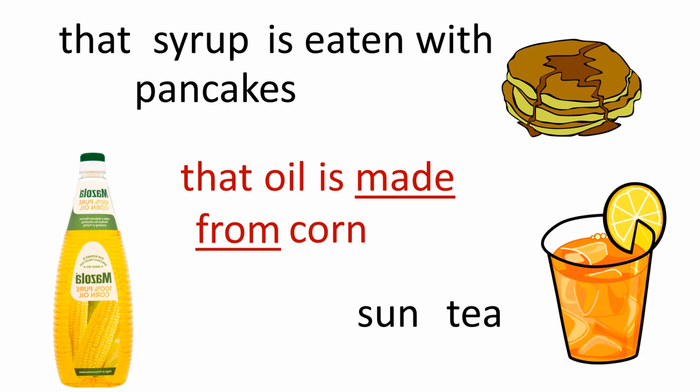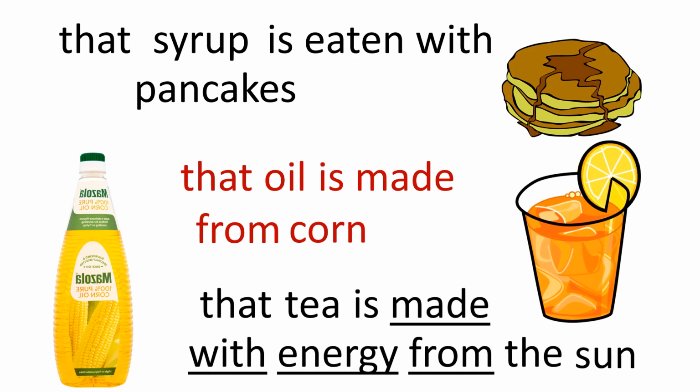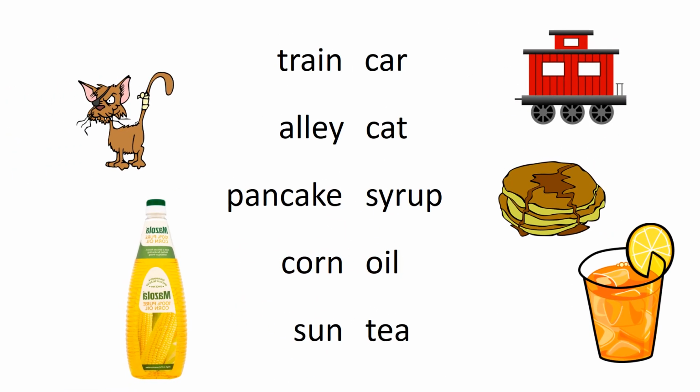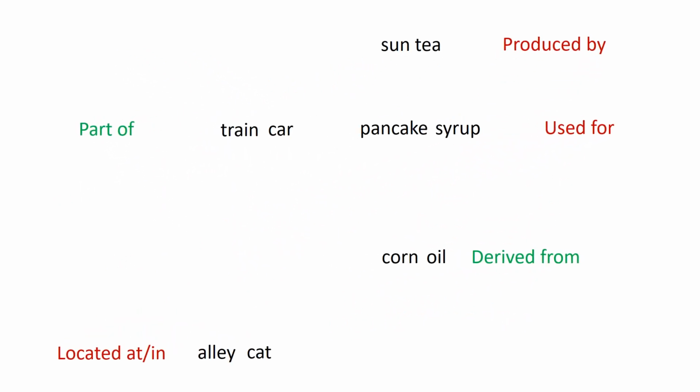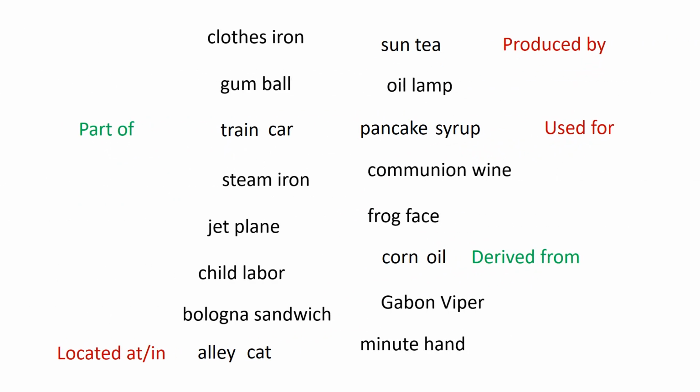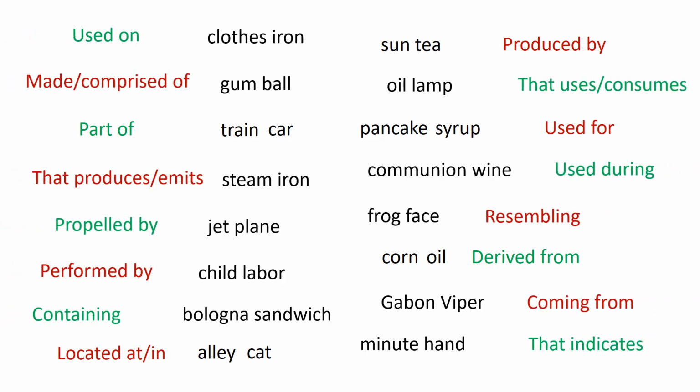How about the next pair, sun tea? Is it a tea we drink with the sun? Or is it derived from the sun? No, it's tea that's made using energy from the sun. So far we have 5 pairs of nouns that are related to each other in 5 different ways. Other pairs are related in other ways, and if you keep looking you can find a dozen or so kinds of relationships that these pairs can have.